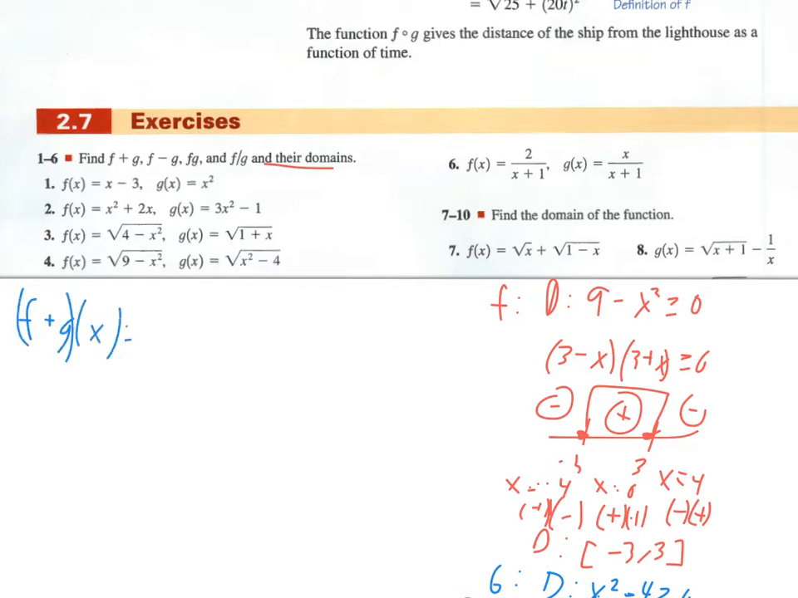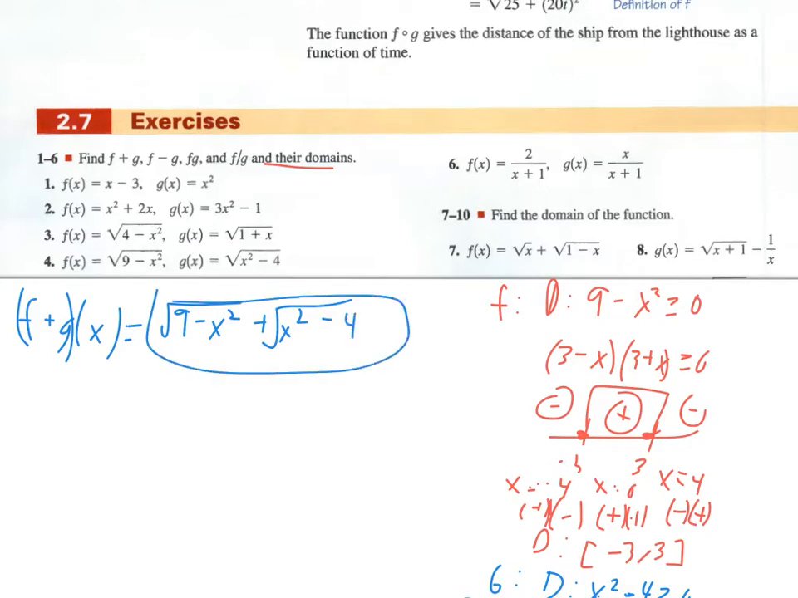So for f plus g of x, I'm just going to add the radicals together. Now, we're not allowed to add radicals that have different things in them, so this one I'm actually done. Now, the domain on this one, we have to combine the domains of the original two functions that I did over here. So I need to find some x values that fit into both.